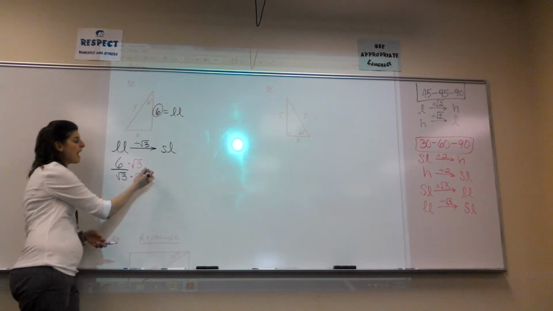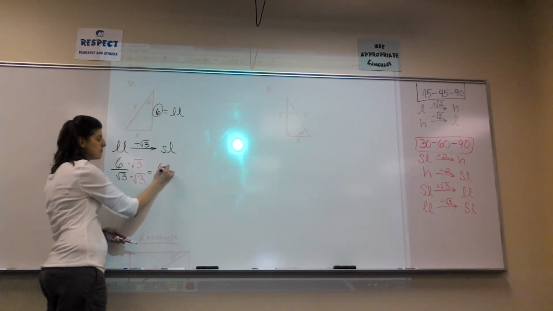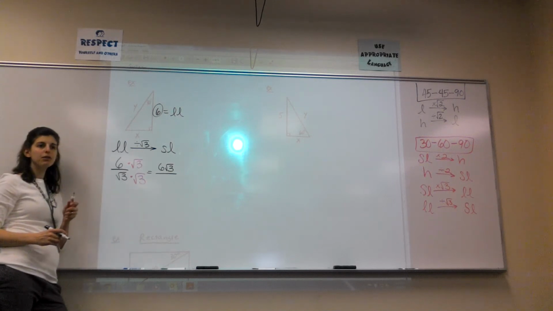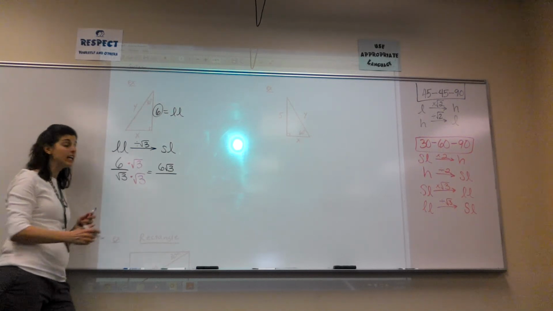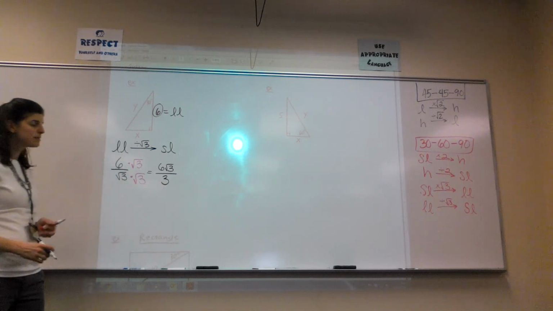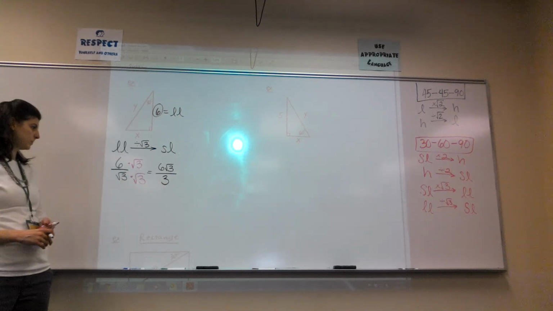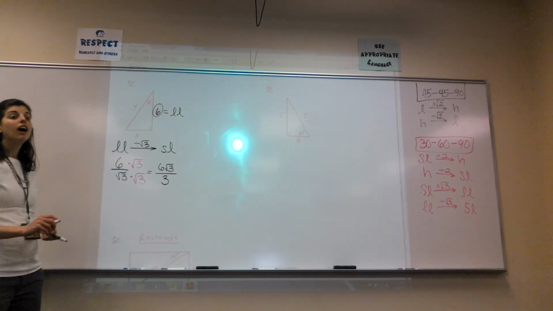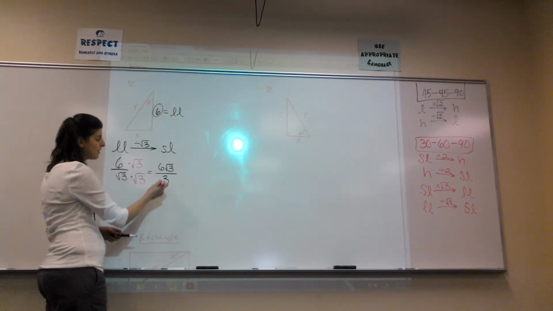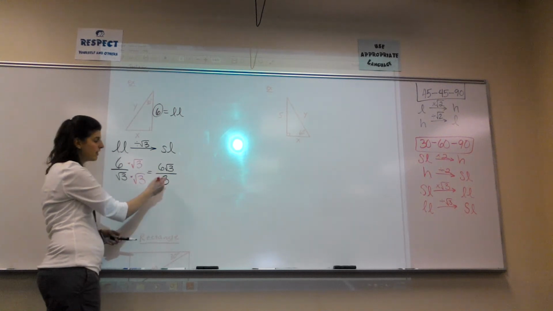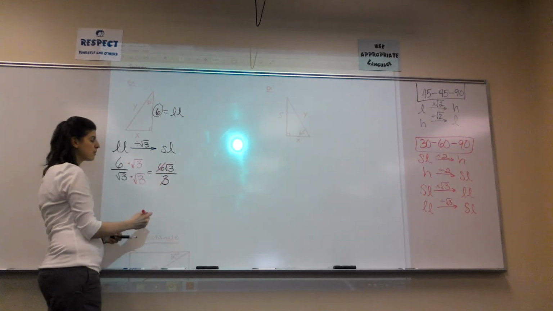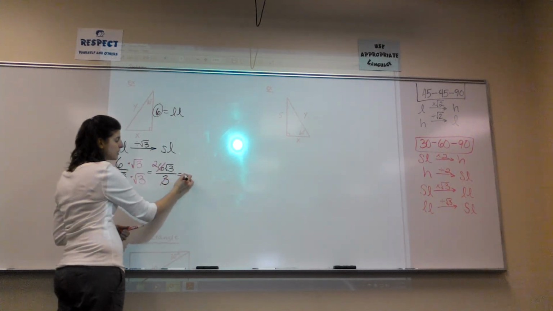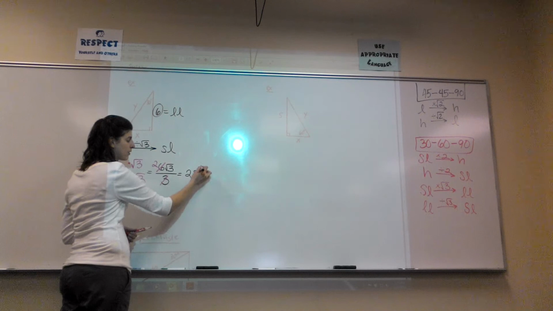When you do that, you're going to get 6 times the square root of 3 over, what's the square root of 3 times the square root of 3? 3. So 6 times the square root of 3 over 3. What can I do? Reduce, but not the square root of 3 and 3, the 6 and the 3, because they're both outside the square roots. So that becomes 2 on the top and 1 on the bottom. So it's 2 times the square root of 3.